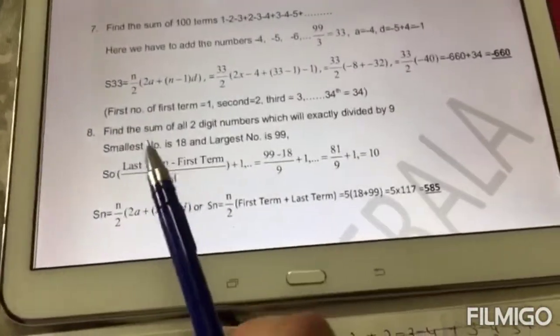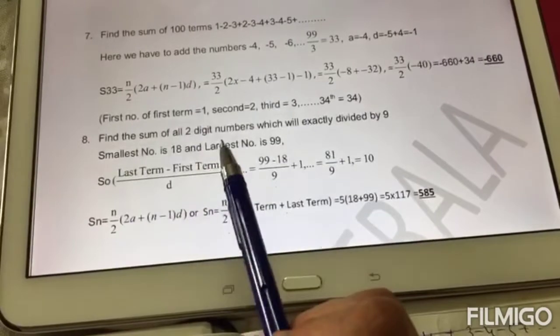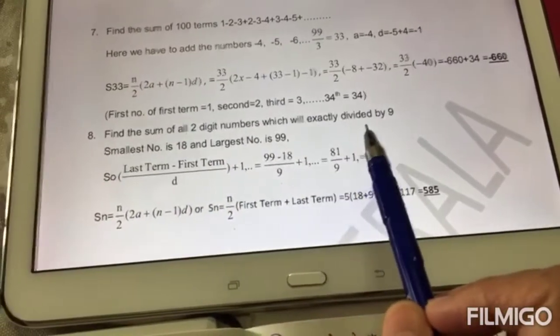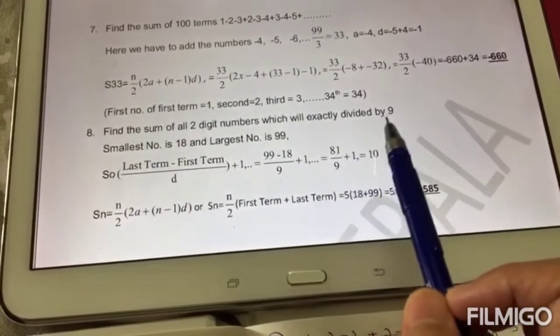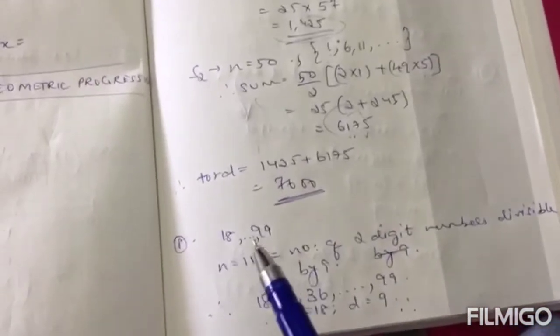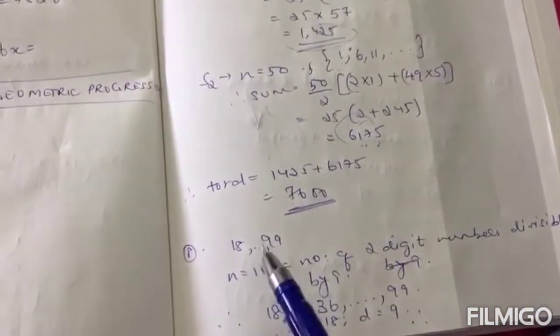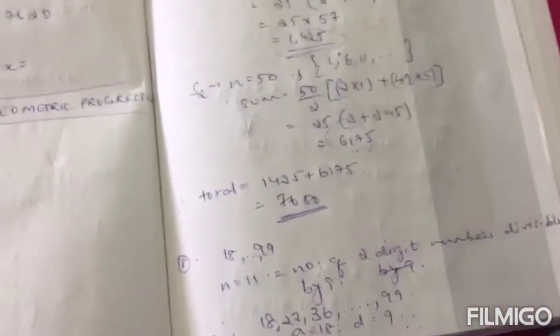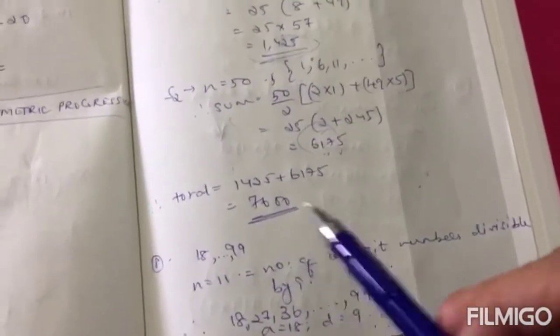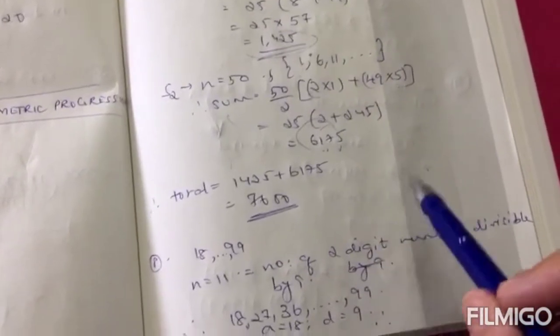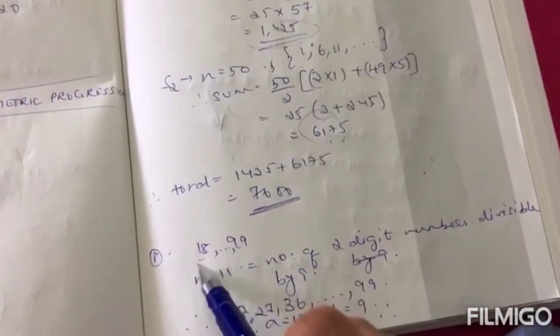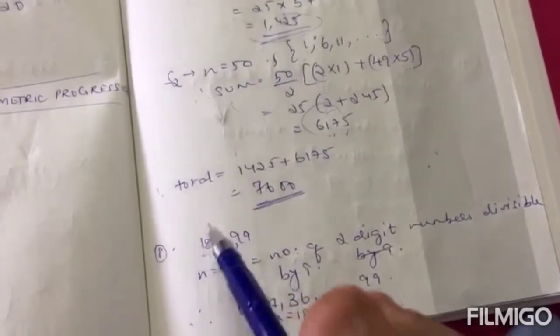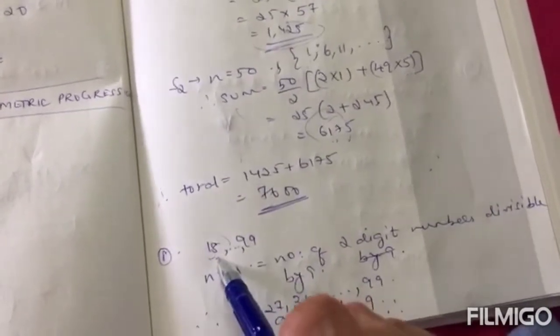Now number 8. Find the sum of all 2-digit numbers which are exactly divisible by 9. Okay. So first we have to find the number of such numbers, right? You'll have to do some trial and error. What is the smallest 2-digit number which is divisible by 9? Let us start with number 10. Is it divisible by 9? No. Is 11 divisible by 9? No. So like that you'll have to do trial and error to find the smallest 2-digit number which is divisible by 9. That is 18. 18 by 9 is equal to 2.